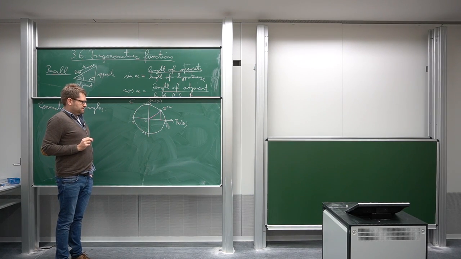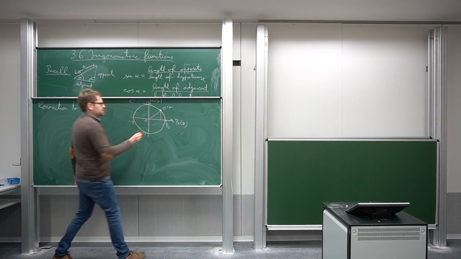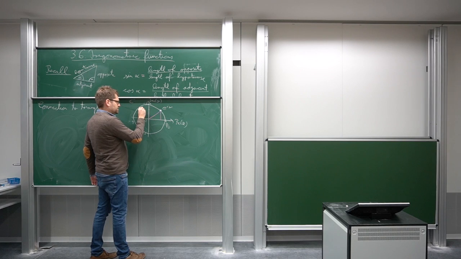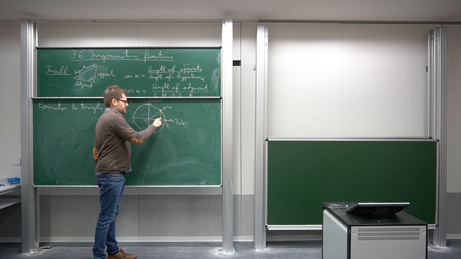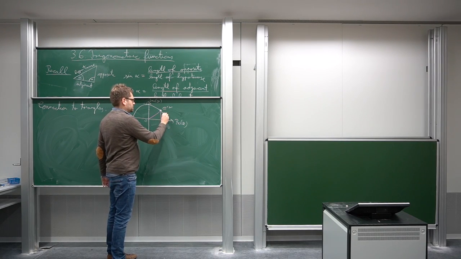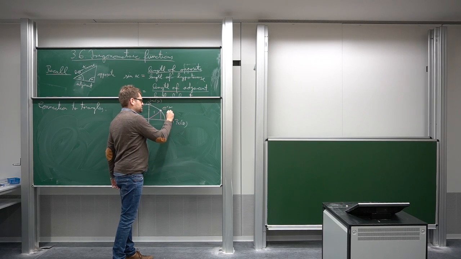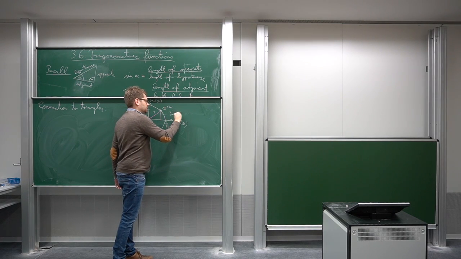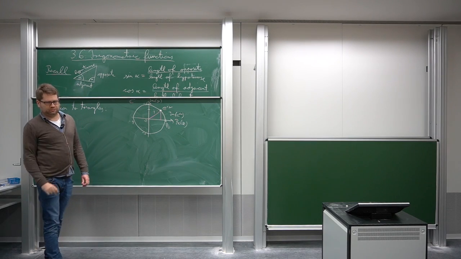If I had an audience, I would now ask what's the length of this line. This is easy to see because the number at this height is the imaginary part of e to the ix, just by definition of these coordinates. So this goes from 0 to there, and this has length Im e to the ix. This is the imaginary part of e to the ix.